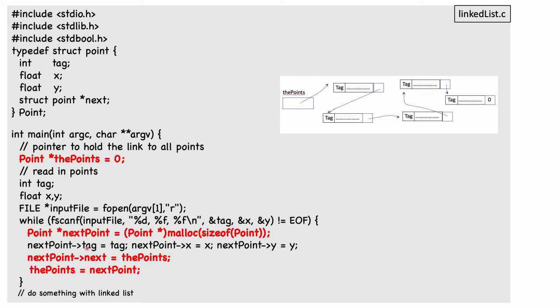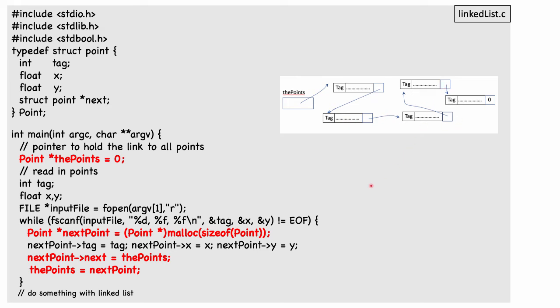For each point, we've got a new point now, so we can set the tag, x and y in the point. Notice here I've got the arrow. The next point is a pointer. So instead of using a dot, we have to access the tag, x and y inside a point with the arrow sign. And then finally, after we've put everything in it, we're going to set the new point we've created equal to whatever points is, and then we're going to set points to point to our new point. And that way we add every single object into the linked list.